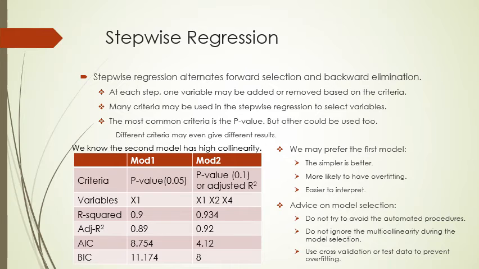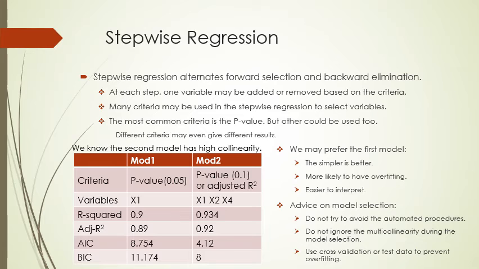The results show that the second model has a better performance. But we may still prefer the first model, even if the second model doesn't have a collinearity issue, for the following reasons. First, the simpler model is better. x2 and x4 may not be significant enough to be included in the model. Second, when we include more variables in the model, it is more likely to have overfitting. Third, the first model is easier to interpret. There are many factors we should consider for the best model, if there is one.